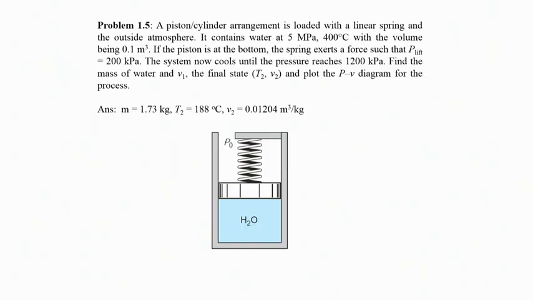It is a hypothetical state. That means, had the piston been at the bottom, that is volume equal to 0, 200 kilopascal equilibrium pressure will be required to lift the piston. Now, from state 1 the system cools until the pressure reaches 1200 kilopascal. Find the mass of water and V1, final state, and plot the PV diagram of the process. So, let us try to do this.